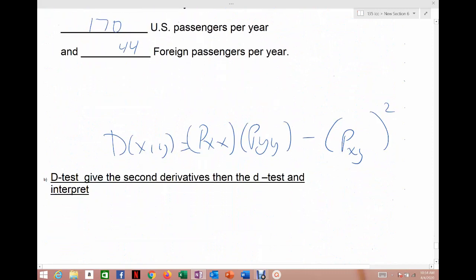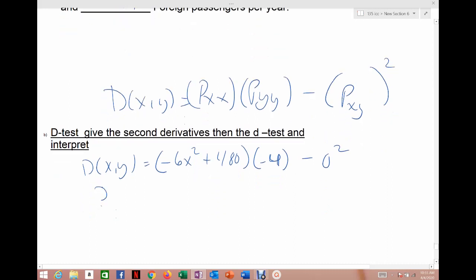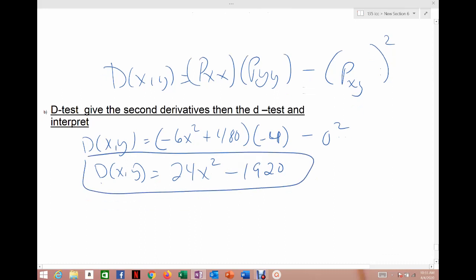All right, so when I go plug in my D formula, it was negative 6x plus 480 times a negative 4 minus 0 squared. And then I will simplify that because I am going to have to plug my value into it. And so it's just a little easier. I'm going to multiply through by my negative 4, so I get 24x squared minus 1920. Alright, so there's the D-test.